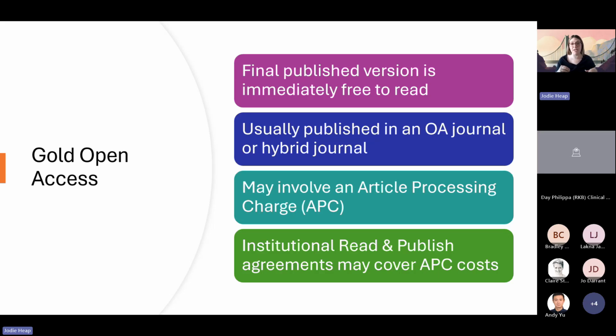It's specifically published through the journal's website, so an open access journal or a hybrid journal, depending on how they classify themselves. It may involve an article processing charge, which can range anywhere from a few hundred pounds to well into the tens of thousands. Nature is very expensive, but they have that prestige, so here we are. And sometimes we may include them in a read and publish agreement to cover that article processing charge.